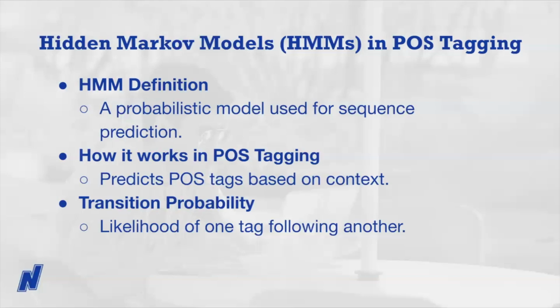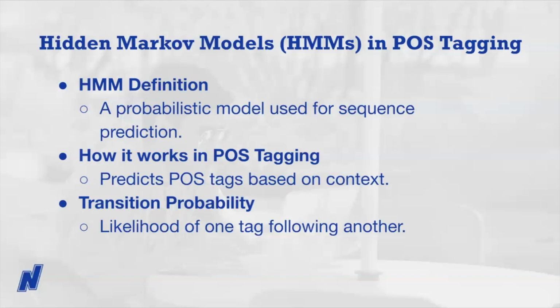For example, given that the current word is tagged as a determiner, DT, the next word is most likely going to be a noun, N, rather than a verb, VB. This model calculates the likelihood of transitioning from one tag to another based on the trained data. And then the next is the emission probability.